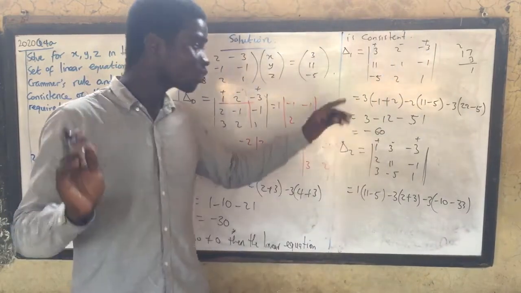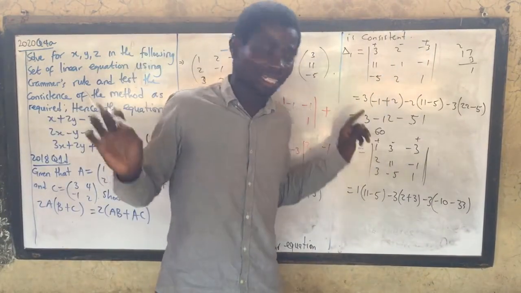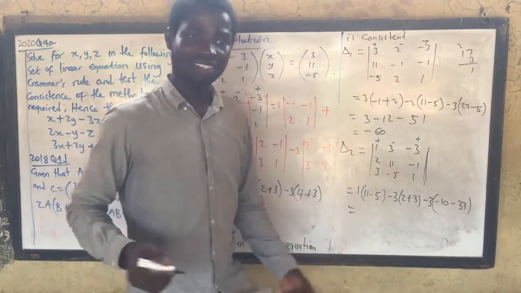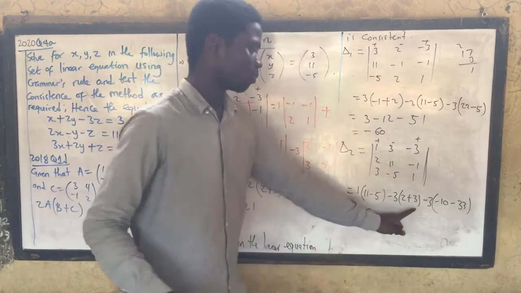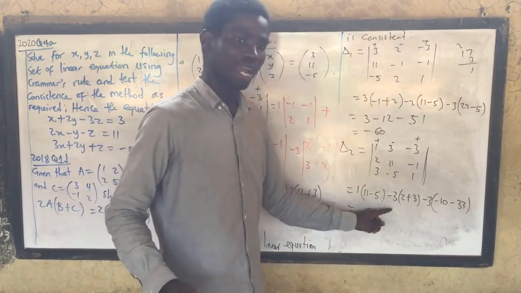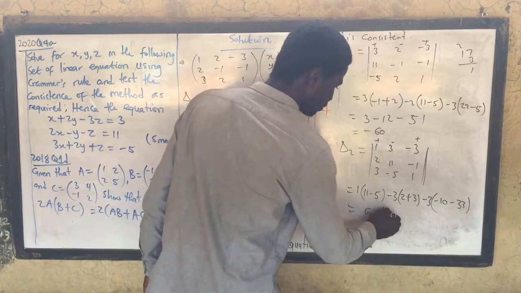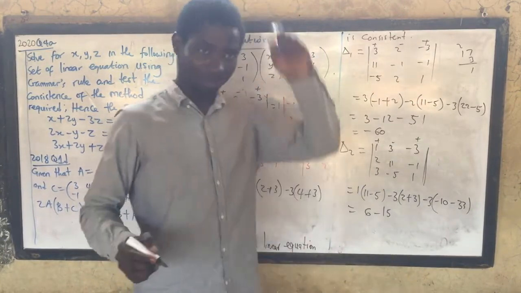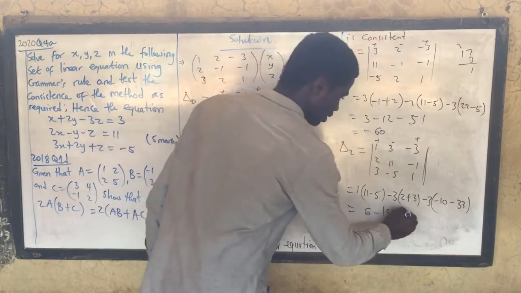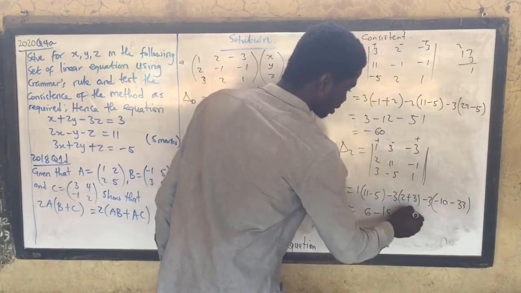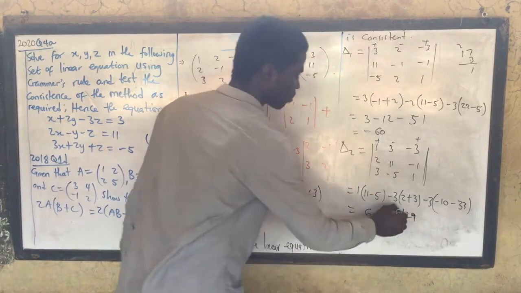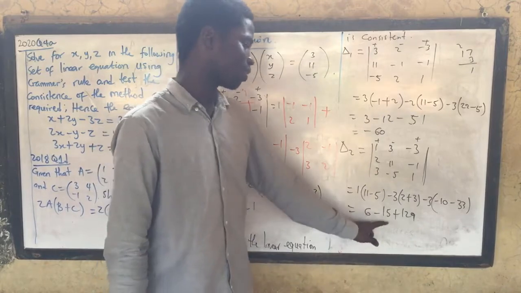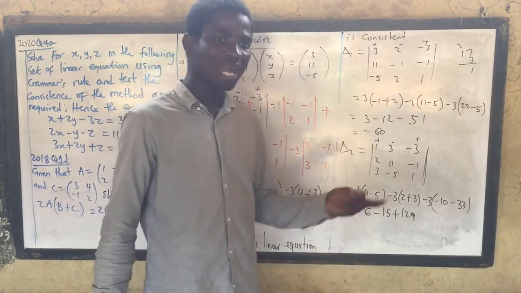What I've done here is purely the determinant. I've just looked for the determinant. So 11 minus 5 is 6. 3 plus 2 is 5. 5 times minus 3, minus 15, right? This is minus 43. Minus 43 times 3, minus 129. Minus times minus will give me plus. So now 6 minus 15 will give me minus 9.